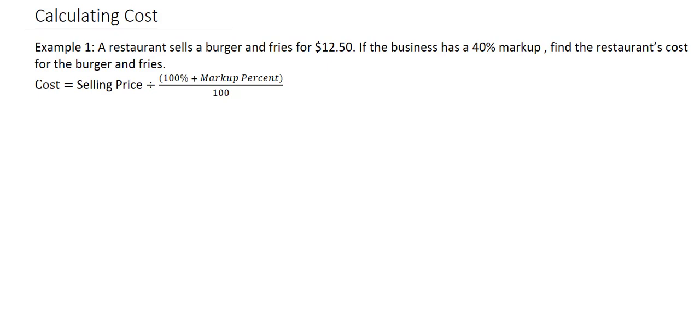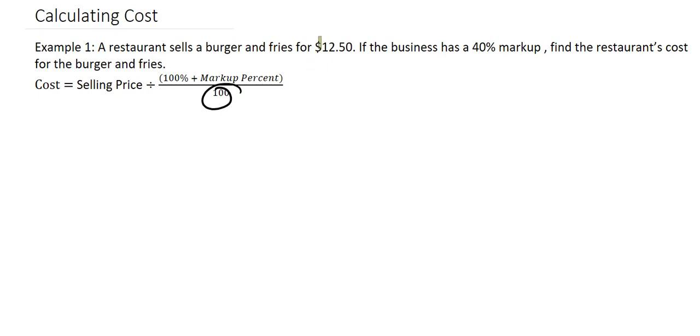divided by 100. The reason why we divide this little part by 100, sometimes you won't even see this being divided by 100. You'll just see selling price divided by 100% plus the markup percent. And that's because we want to convert from the percent to a decimal, and so we just divide that by 100. So let's go ahead and do that. Let's actually first go over.